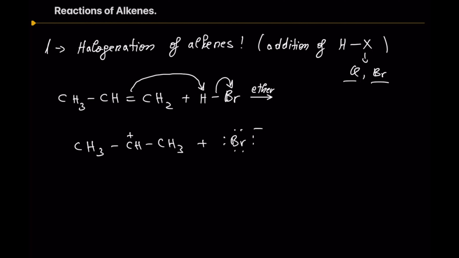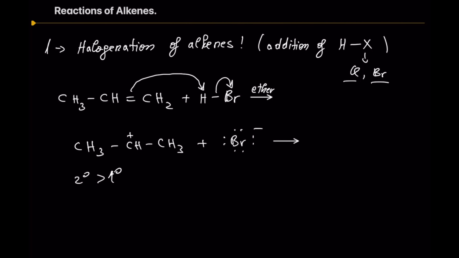The reason for the formation of a secondary carbocation instead of a primary carbocation is that secondary carbocations are more stable than primary carbocations due to the inductive effect. A secondary carbocation has CH3, two CH3 groups in this case, connected, so they give electrons and stabilize the carbocation, instead of the primary carbocation that is connected only with one carbon.